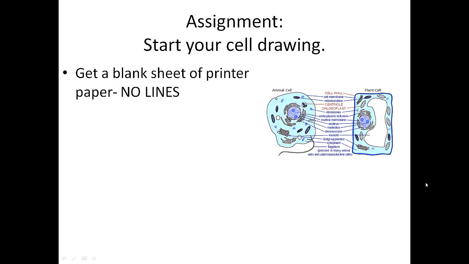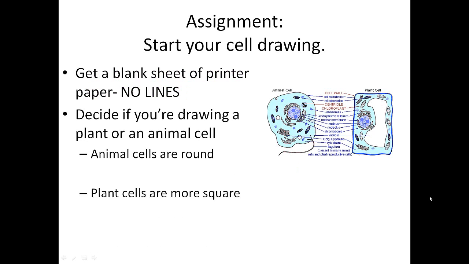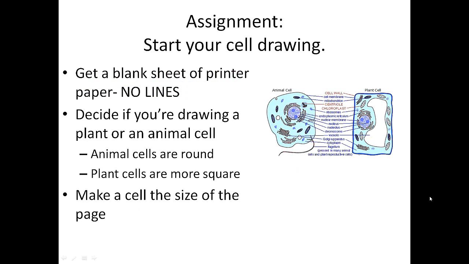Your assignment is to begin a drawing of a cell, and you're going to continue on with the next video. So get a blank sheet of printer paper, nothing with lines, please. Decide if you're drawing a plant or an animal cell. Animal cells are going to be round, whereas plant cells are more rectangular or square-shaped. Make a cell the size of the page, so fill up your page with this cell.